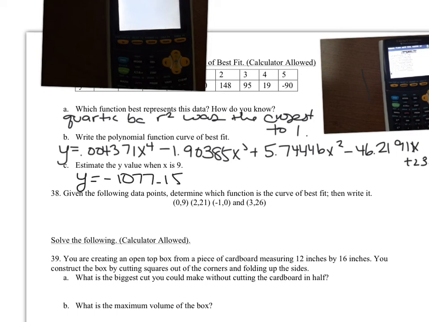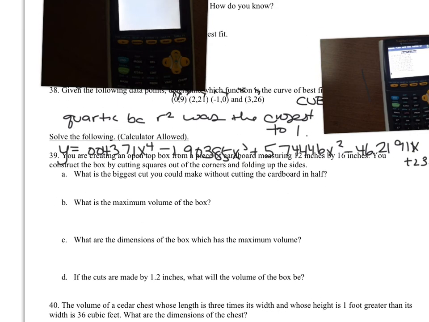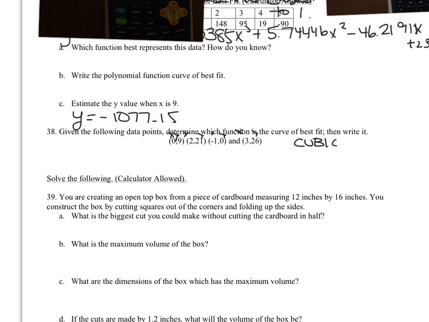Number 38, I'm going to do the exact same way I did number 37. I'm going to type those values in. These are all my x values. These are all my y values. So I'm going to type all my values in. I'm going to test all of them starting with linear. I noticed cubic is the best. It had the highest r squared. And then I would just write the equation down. So I'm going to go ahead and move forward.